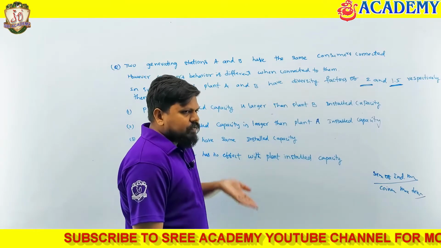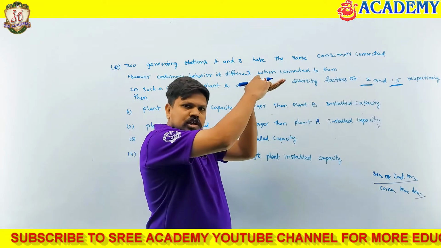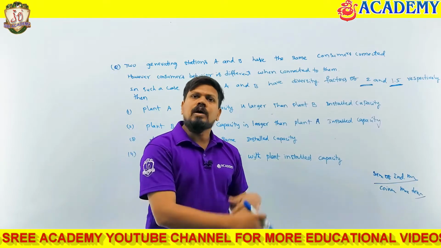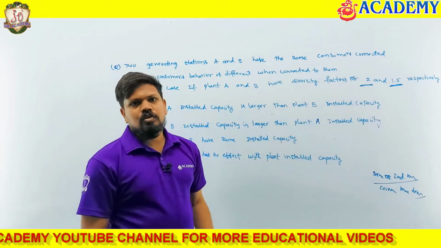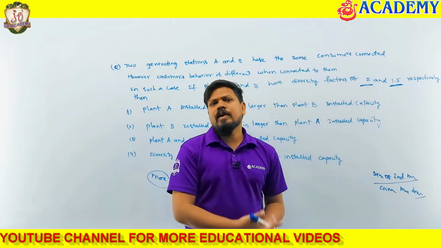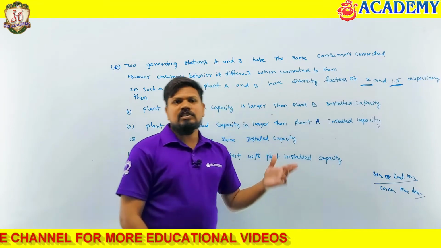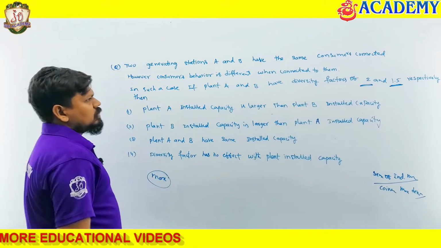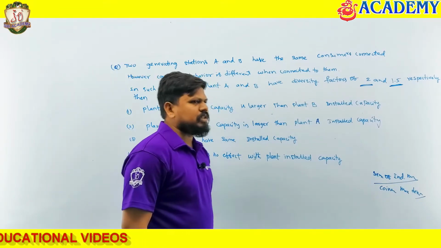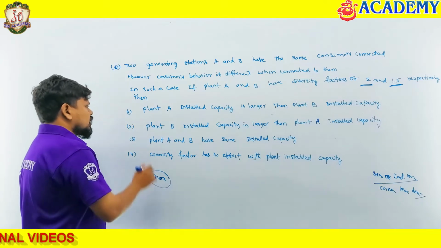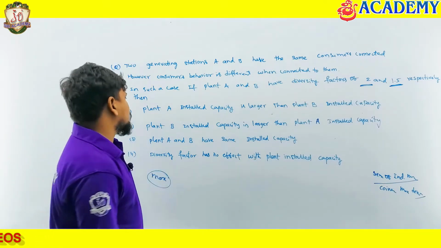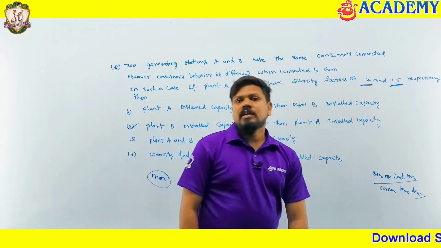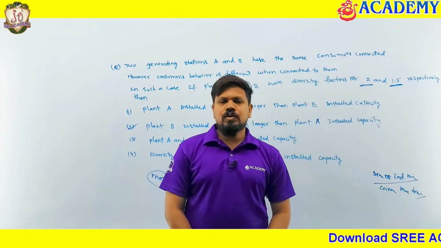If you are operating near the maximum demand, then automatically the plant may go out of region. Out of region means it may lose synchronism and it will not generate anything. So whenever the plant's diversity factor is less, its capacity is more, so the installed capacity will be more. So plant B's installed capacity is larger than plant A's installed capacity. Like this we have to understand, okay.